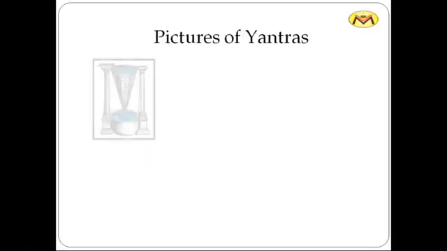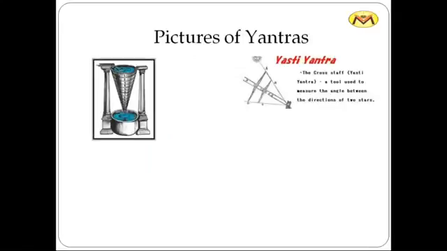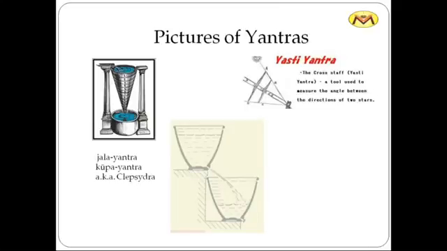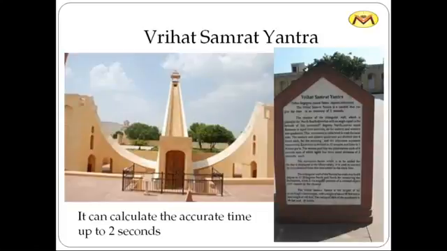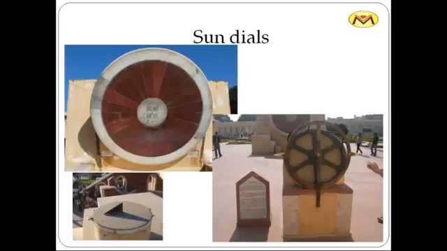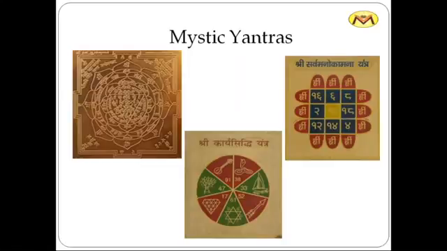Here are a few pictures of different types of yantras that were used. As we can see, this is a typical water tank kind of yantra. These are astronomical yantras that we can see in Jaipur. This is a picture that I had taken when I was in Jantar Mantar in Jaipur. Sundials also form one of the types of yantras, and these are the mystic kind of diagrams.